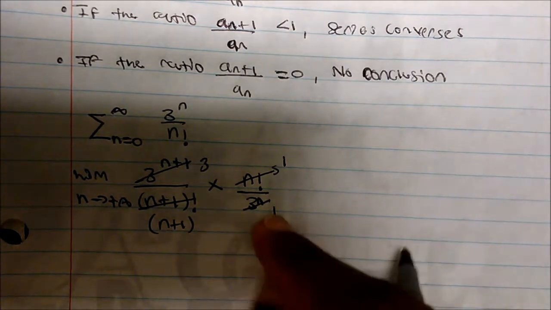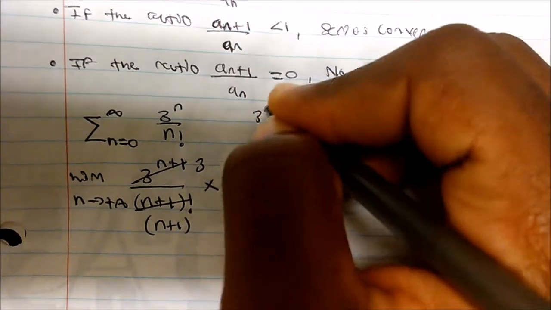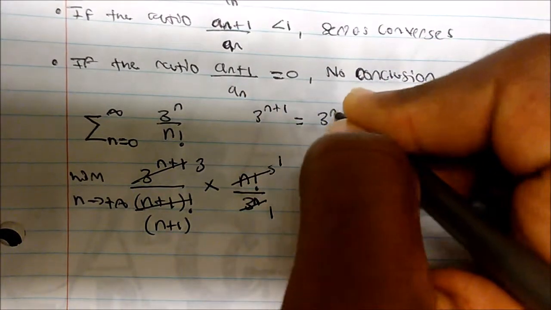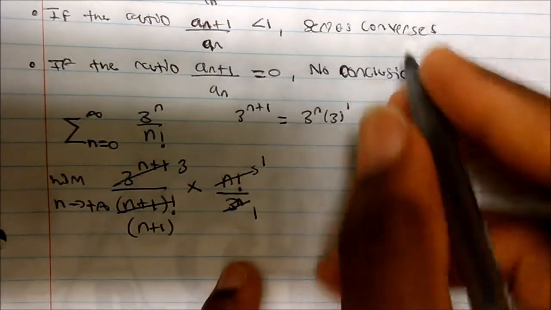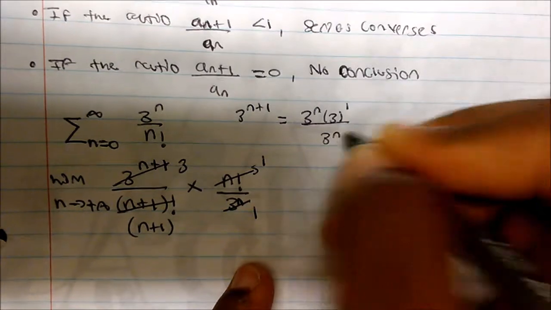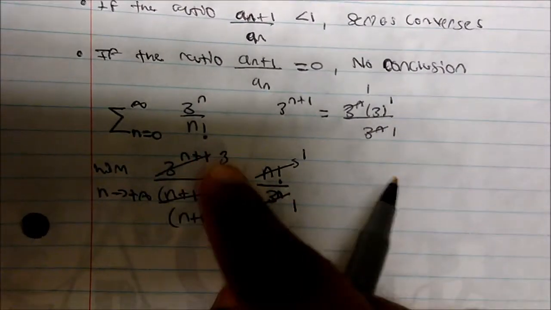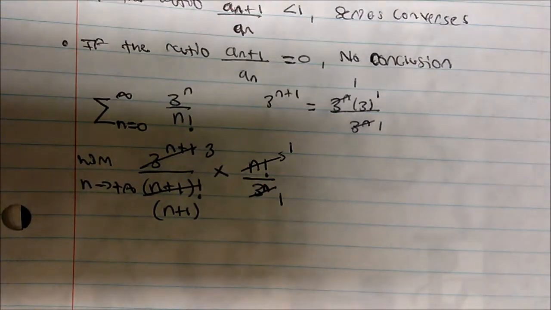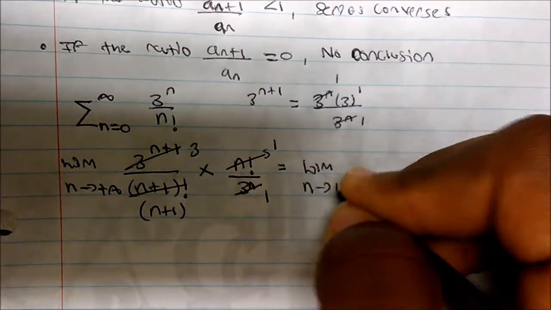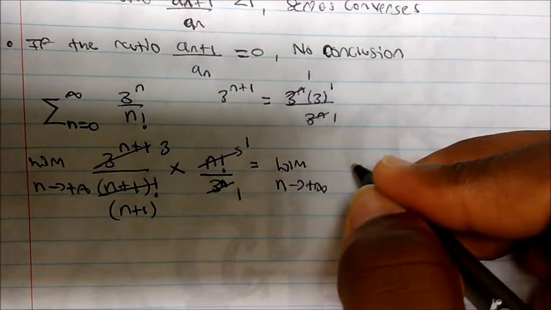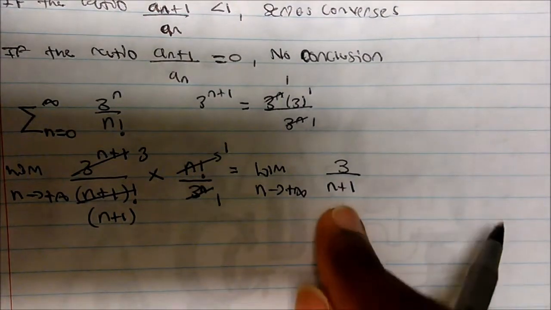A lot of you will wonder, how does this happen? Let me rewrite this. 3 to the n plus 1 is also equal to 3 to the n times 3 to the 1 power. Same base, so we add exponents. If I divide this by 3 to the n, my 3 to the n cancels and I only have 3 left. That's why I was only left with 3 there. So the only thing left over is the limit as n approaches positive infinity of 3 over n plus 1.